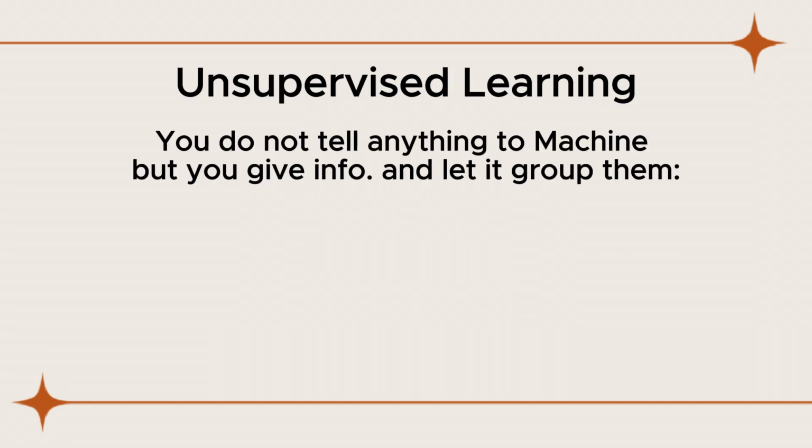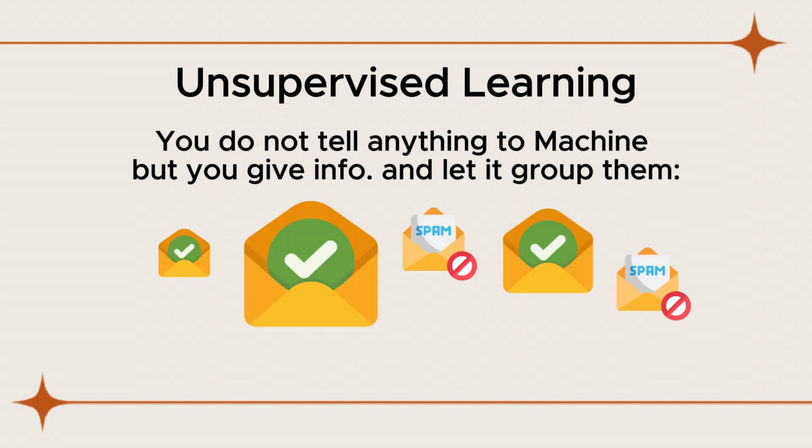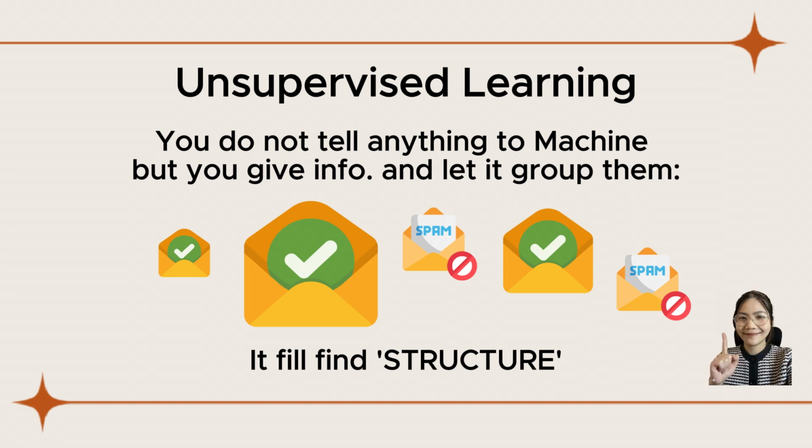Unsupervised learning. Same training scenario, but this time you don't tell it which emails are spam. You just give it a pile and say, find things that look similar. Group them. It doesn't know what the groups mean. It just finds the structure. You, as a human, look at the groups afterwards and say, oh, those are spam. The model found the pattern and you interpreted it.